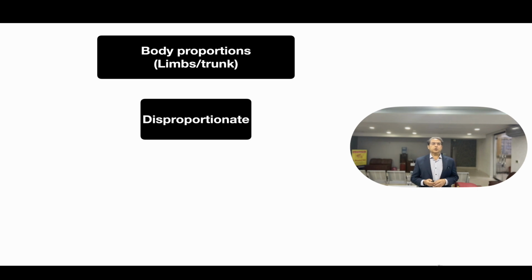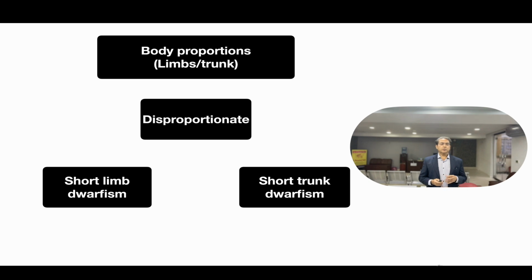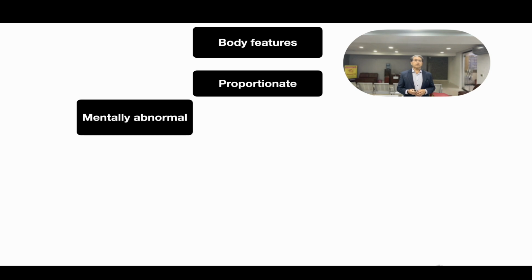If they are disproportionate, look for the presence of short limb dwarfism, which is called achondroplasia. Some patients may have short trunk dwarfism, which is a variant of this, but it is uncommon. Most of the patients who are small have short limb dwarfism. And then if the body features are proportionate, look for mental abnormalities, whether the patients are mentally normally developed or abnormally developed.